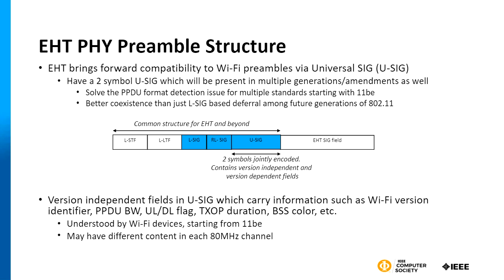And looking from a forward perspective, there is several information that we keep in the universal SIG, which is going to be decoded by future amendments, that contains, for example, the version identifiers that you identify whether it's 11BE, for example, or 11BN and so on, the bandwidth of the PPDU, so that when you detect the PPDU over the air, you know for what bandwidth that PPDU is occupying, and certain other information such as uplink, downlink flag, TXOP duration, BSS color that are beneficial from a MAC perspective.